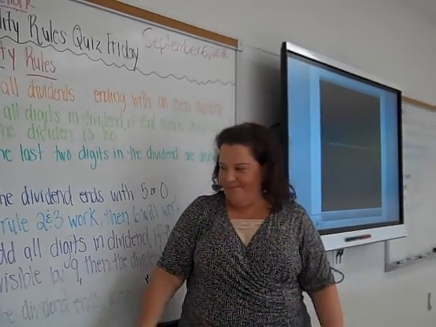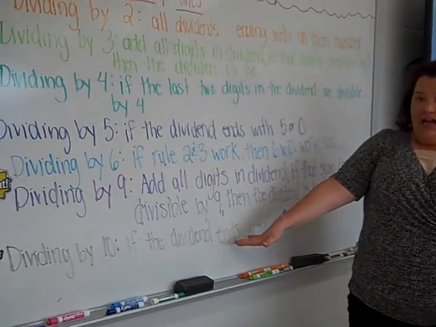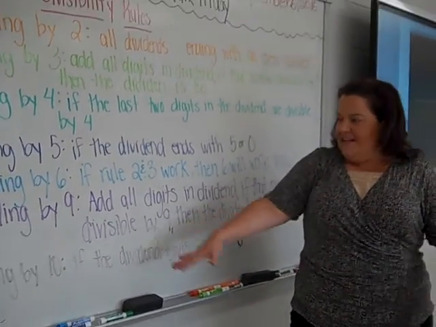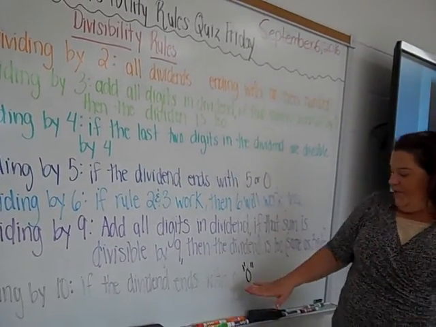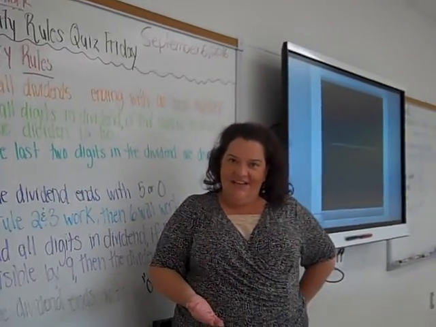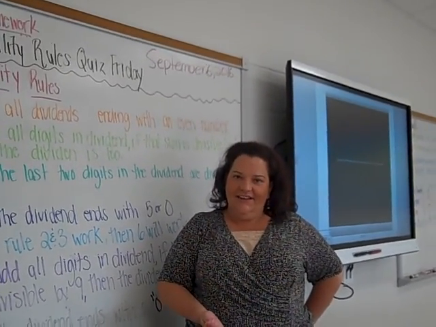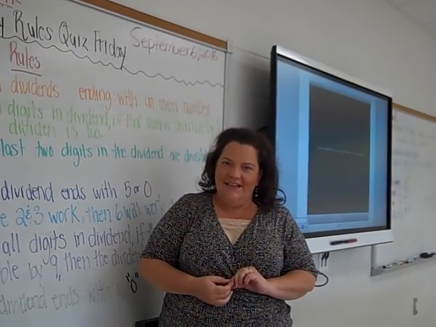The last one is another easy one that I'm sure everybody learned or is aware of, and that's dividing by 10. If the dividend ends with a 0, then you know 10 will go into that dividend evenly. So these are just the rules, and now we're going to do some examples together.